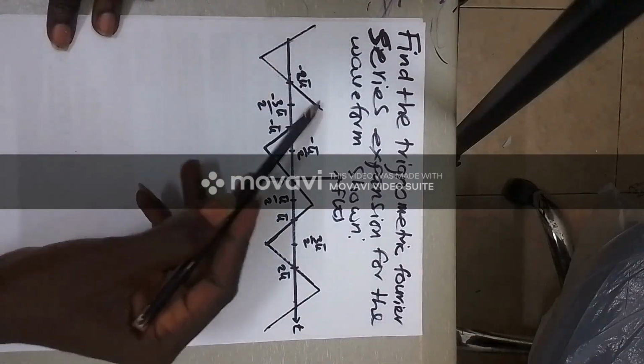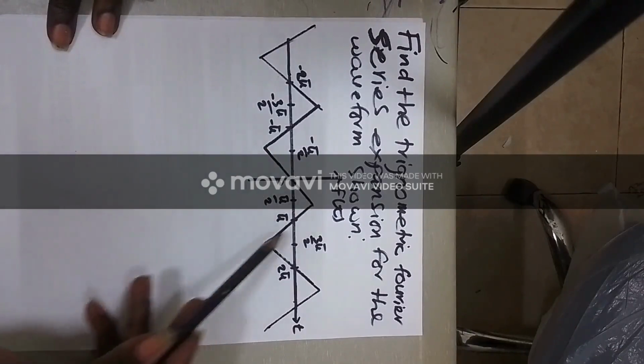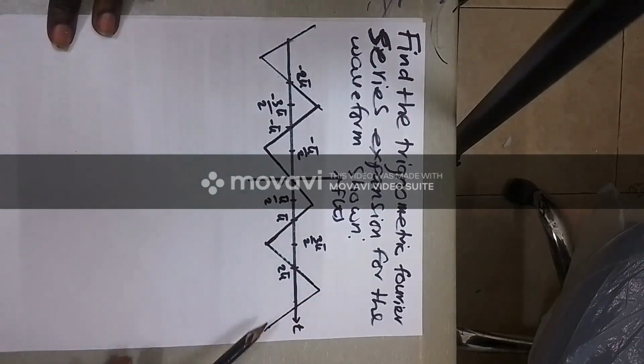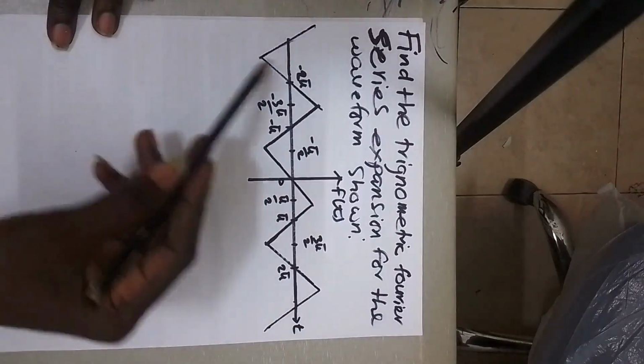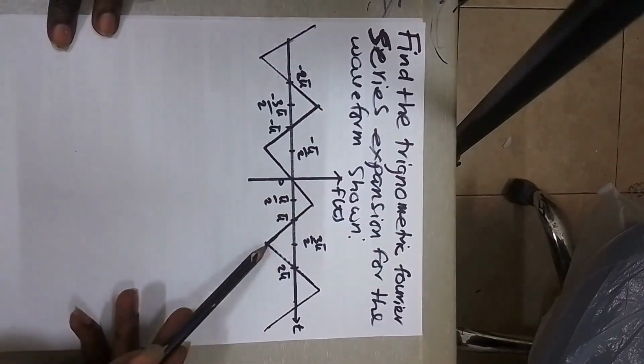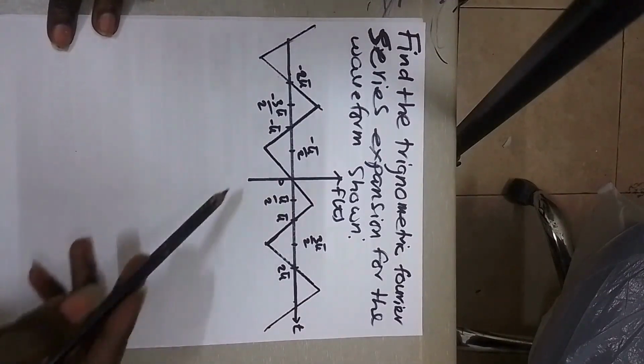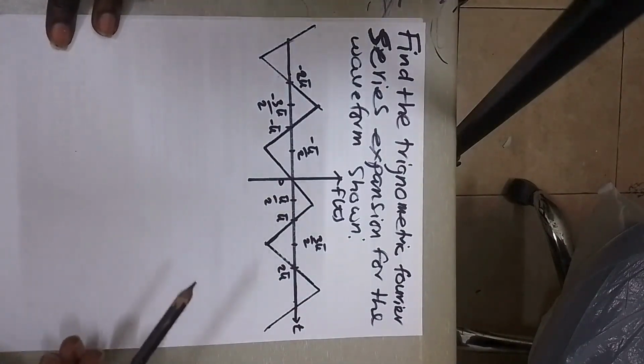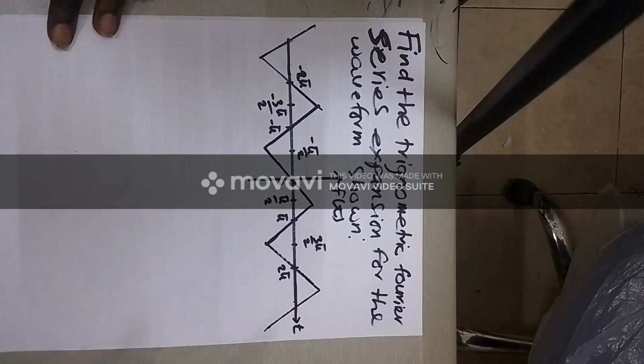That means from here to here is a period. The period is when the waveform repeats itself. So we can take from here to here to be a period. But it's always flexible. It makes our procedures more flexible for the period to be in the middle.